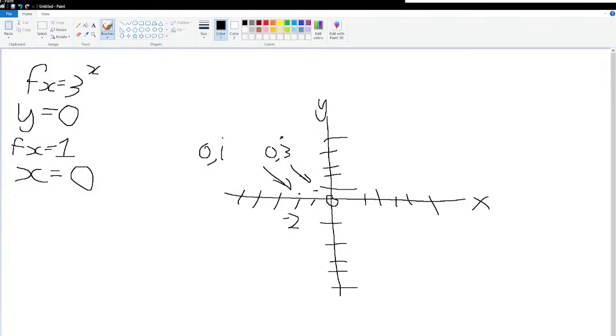Next one is going to be, so 0 equals 1. And so this is our line that just goes up like that, because 0 is equal to 1, 1 is equal to 3, and 2 is equal to, oh crap, 9. So 1, 2, 3, 4, 5, 6, 7, 8, 9.